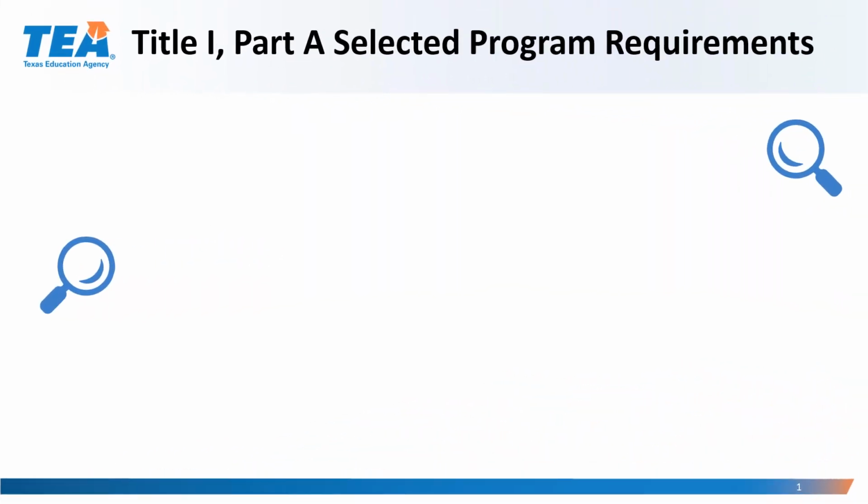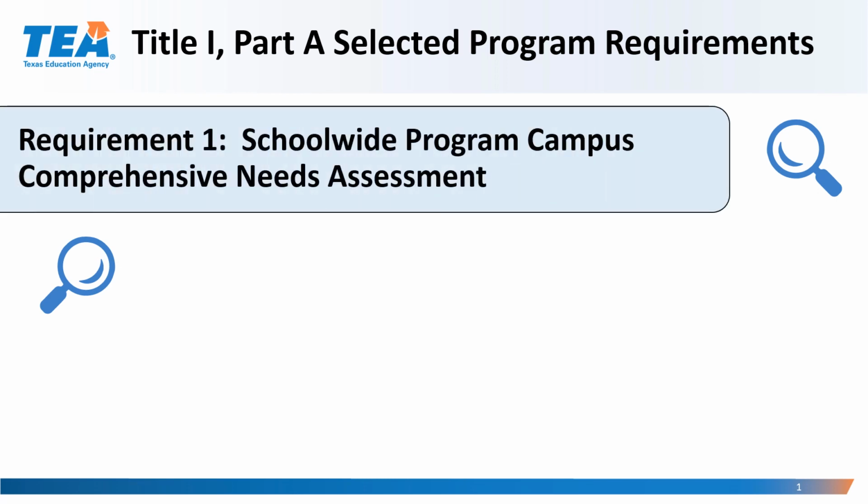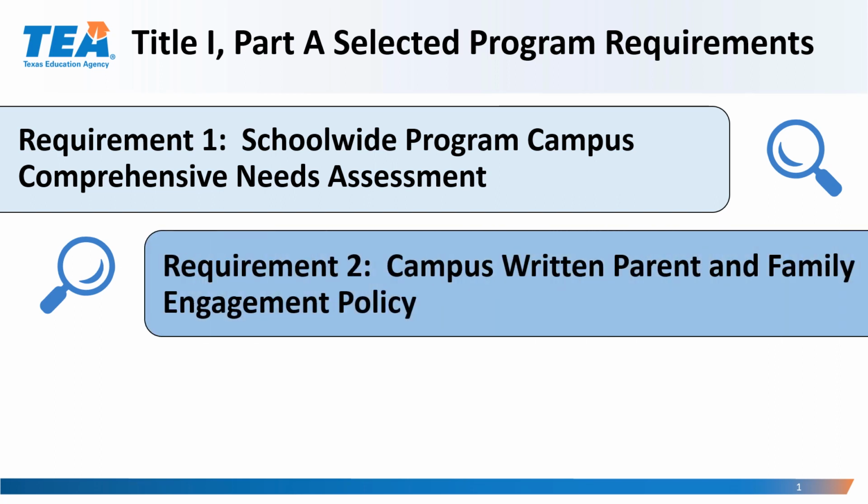Two program requirements have been selected for Part 2 of the 2020-2021 Random Validation Process for the Title I Part A program. Requirement number 1 is a school-wide program Campus Comprehensive Needs Assessment, and requirement number 2 is the Campus Written Parent and Family Engagement Policy.